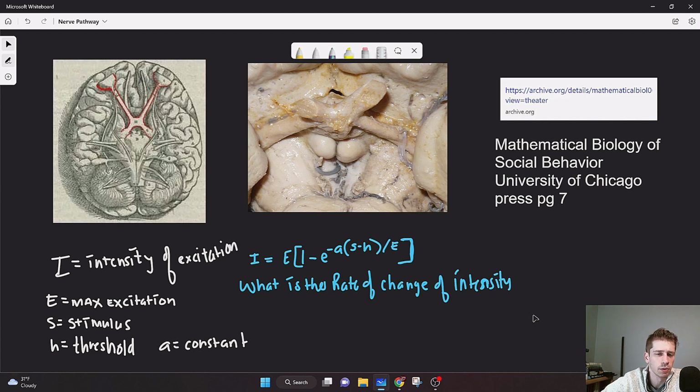As an example, this model doesn't necessarily relate to this given pathway, but it was developed a long time ago, and it's published in the Mathematical Biology of Social Behavior from the University of Chicago Press, on page 7, and here's a link to it. I'll leave a link in the description because I know you can't click this, obviously.